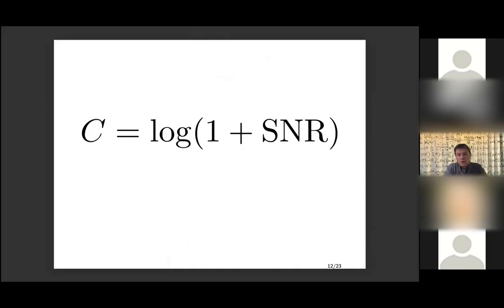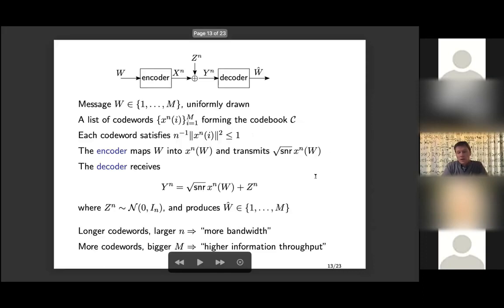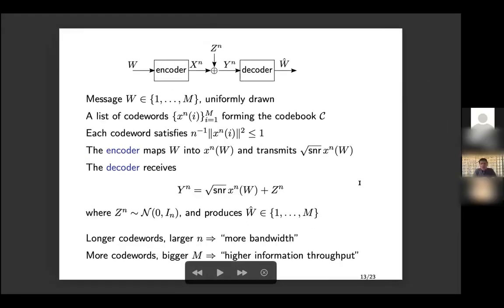Okay, so back to the formula log 1 plus SNR. As I said, what it means is how many bits you can send per second per hertz over a wireless channel at this SNR. I will do my best to be much more specific so that you can see exactly what this means. And some of you who have never seen this before, I understand it will be a mouthful, but I will do my best. And I will even show how to derive this formula.